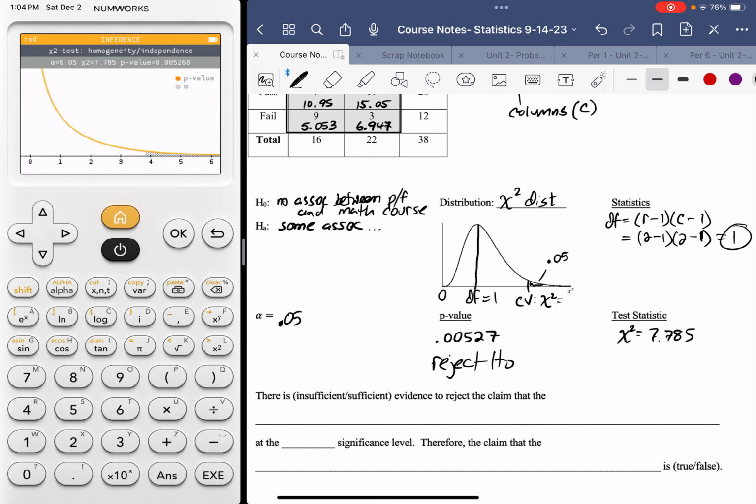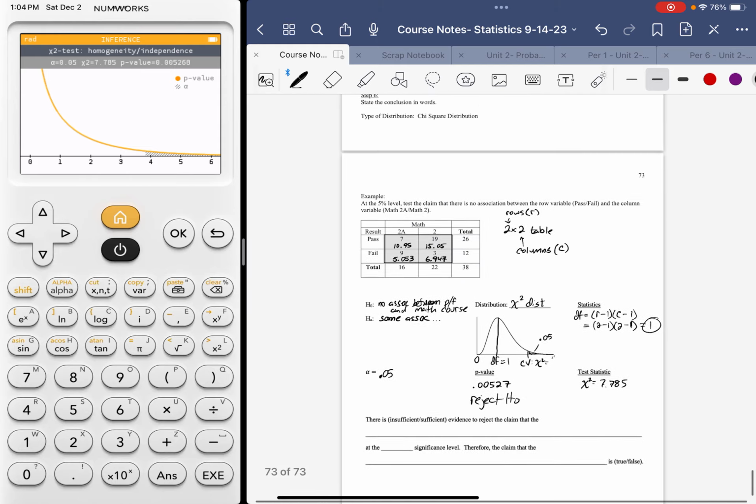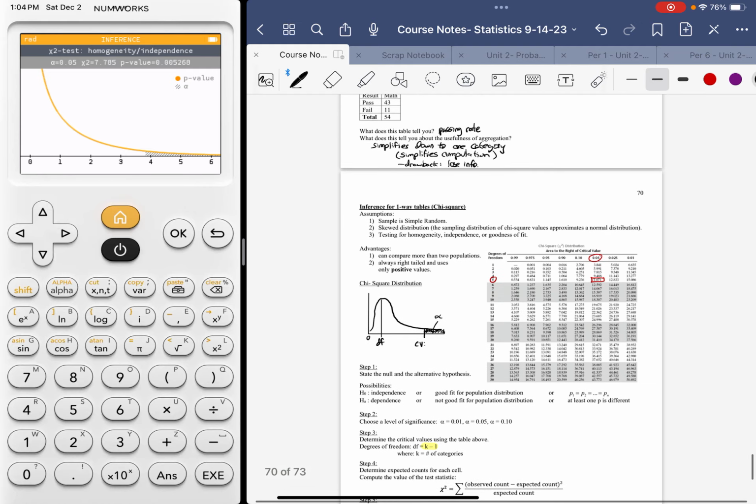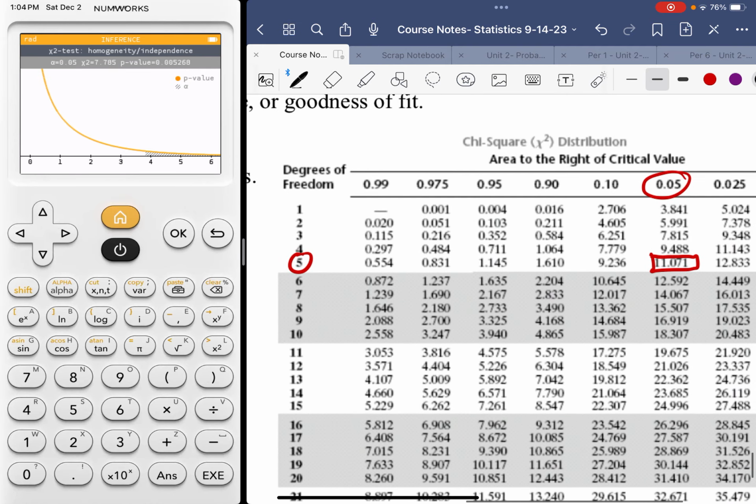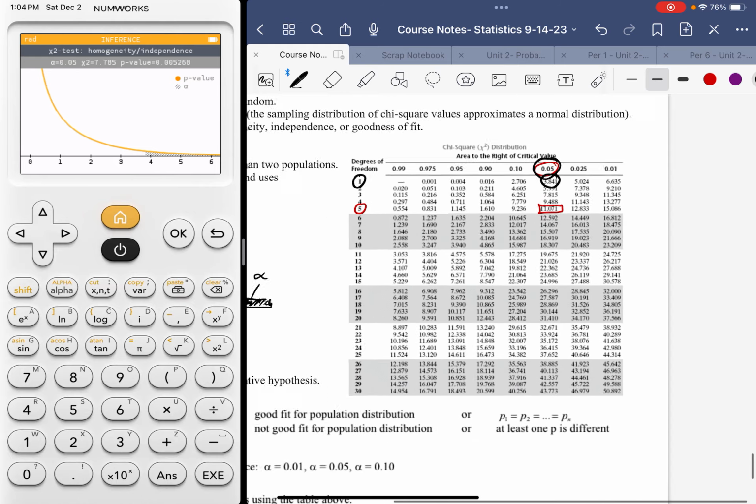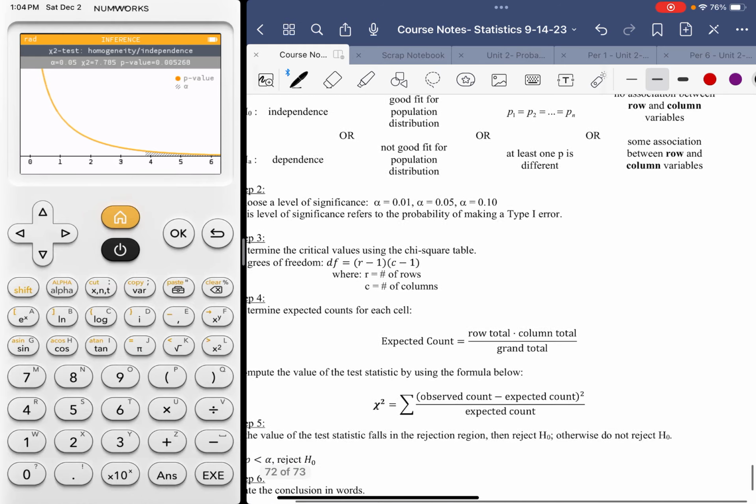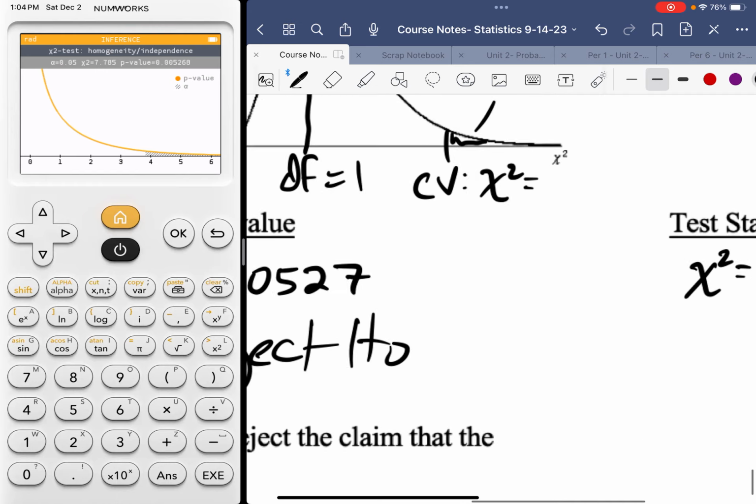Then I'll go to next, take a look at the picture. It only shows me the right tail, but that's good enough. I know my cutoff should be somewhere south of 4, but we need the precise value. So I go to that table that I referenced a few pages ago. 1 degree of freedom with an alpha of 0.05. So 1 degree of freedom, 0.05 is going to give me this 3.841. And so 3.841 is my magic number here.